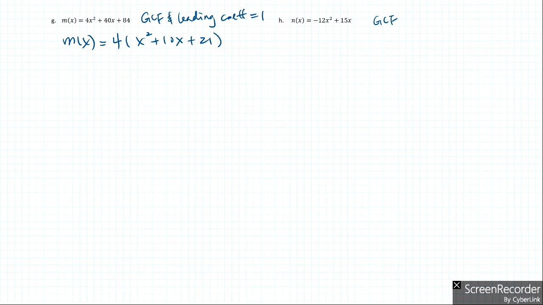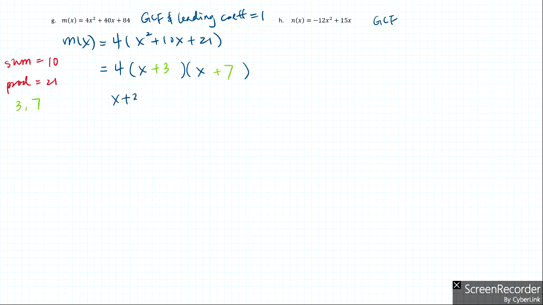Now in the parentheses, we just have a trinomial with leading coefficient equal to 1. Once we have this form, we can think of the sum equal to 10 and the product equal to 21. If you go through all the factors, you should recognize the numbers 3 and 7 satisfy this condition. So I can rewrite m of x in this factored form with x next to each, and the two numbers are both positive, so we would have positive 3 and positive 7.